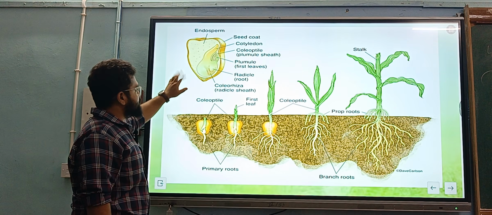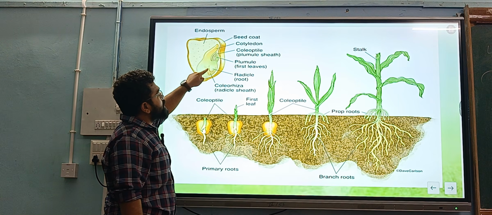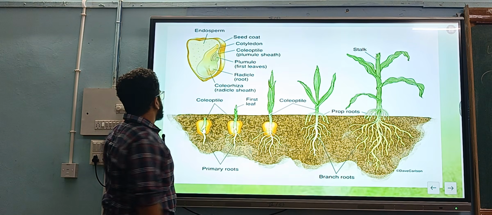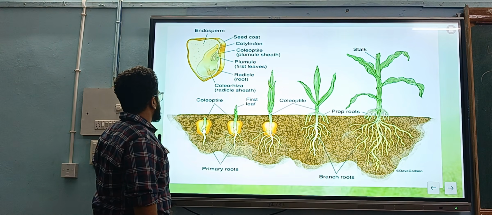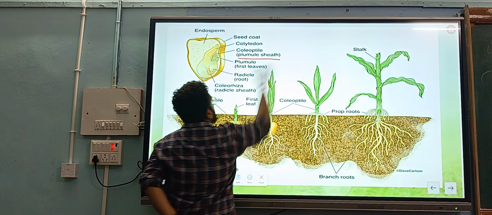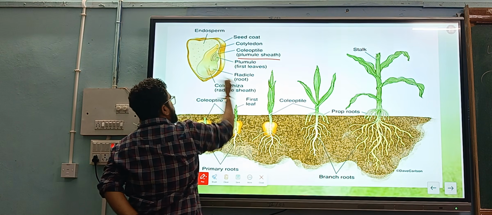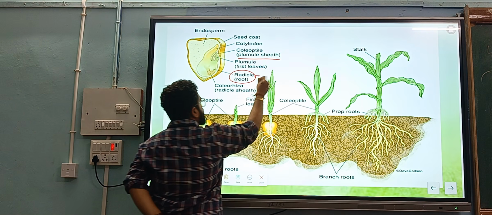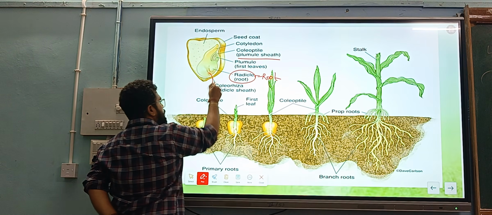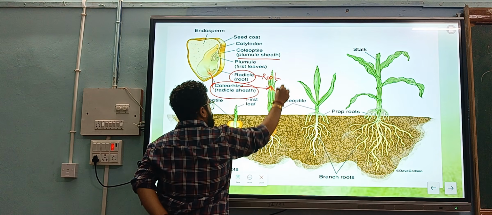an example of a maize seed. It has a seed coat, it has a cotyledon, and it has a coleoptile. Coleoptile is the plumule sheath. And the plumule is where the first leaf emerges, and the radicle is the part which gives you the root. And we have coleorhiza, that is the root bearing structure.